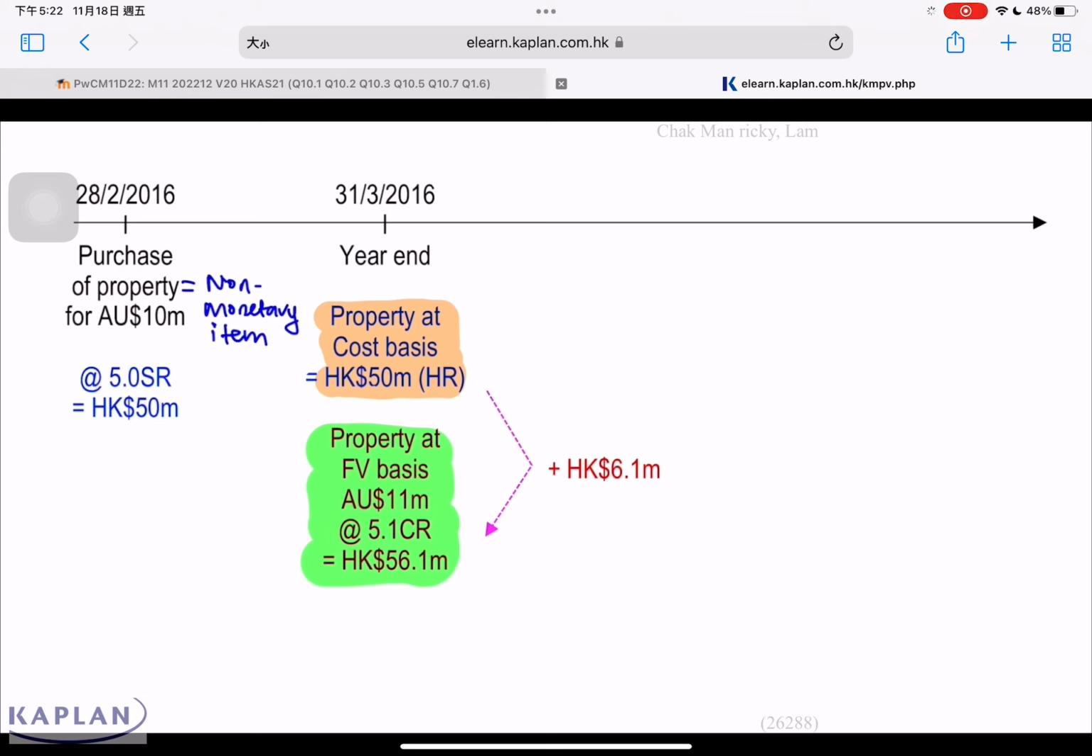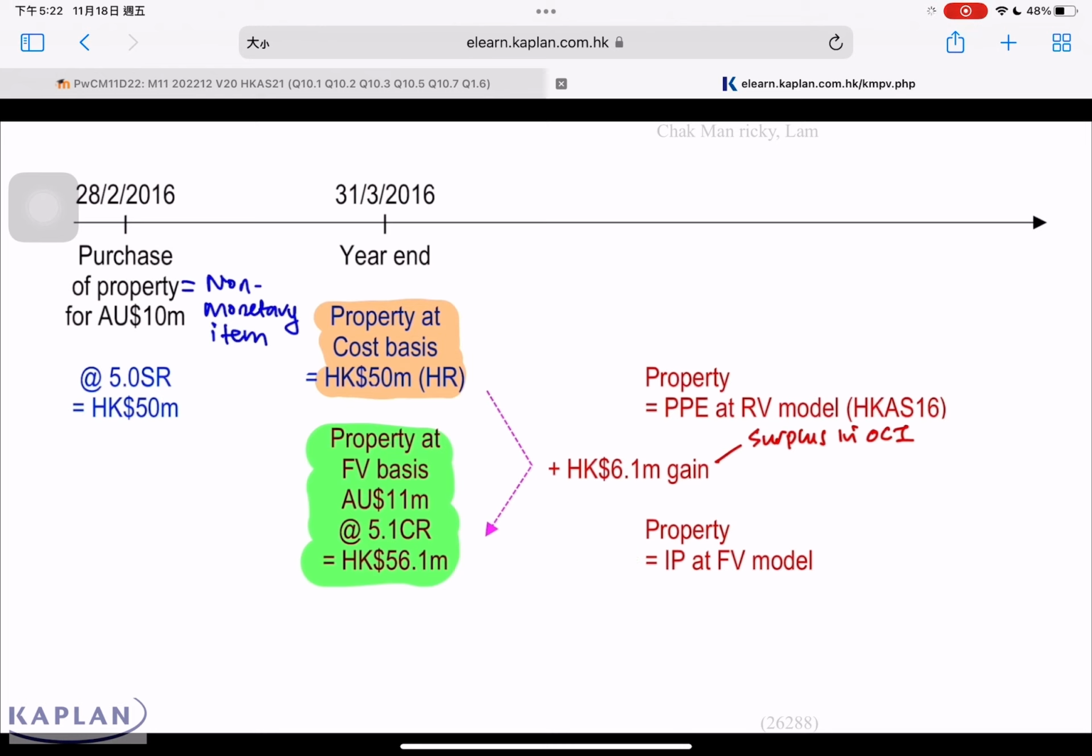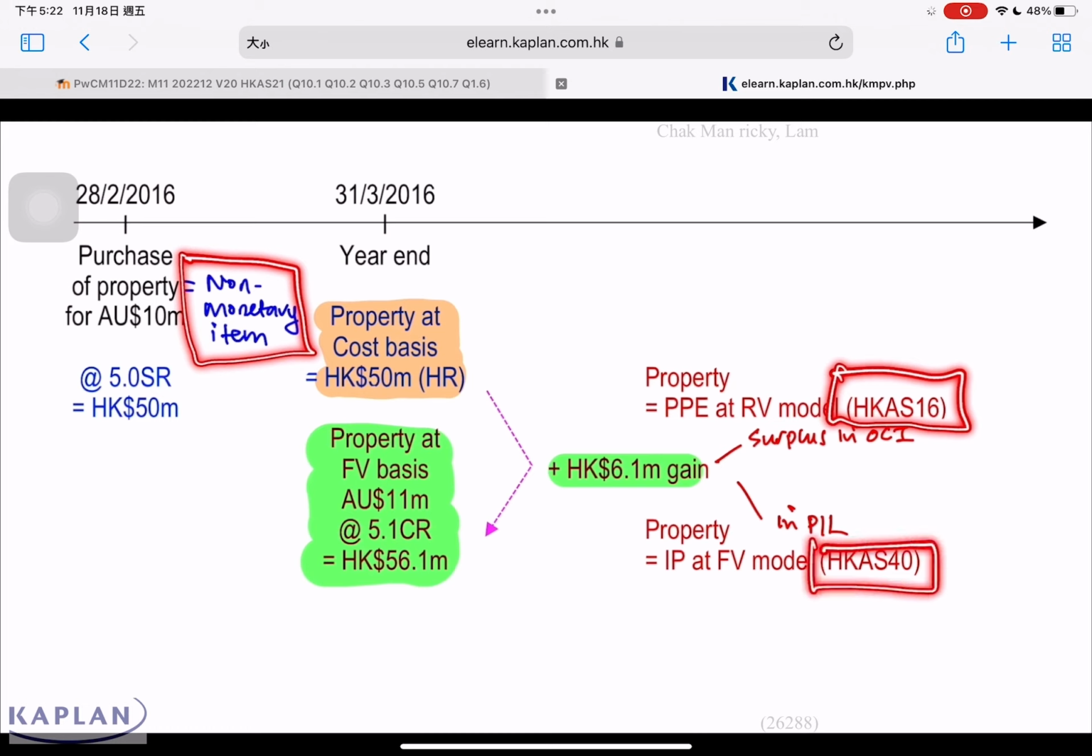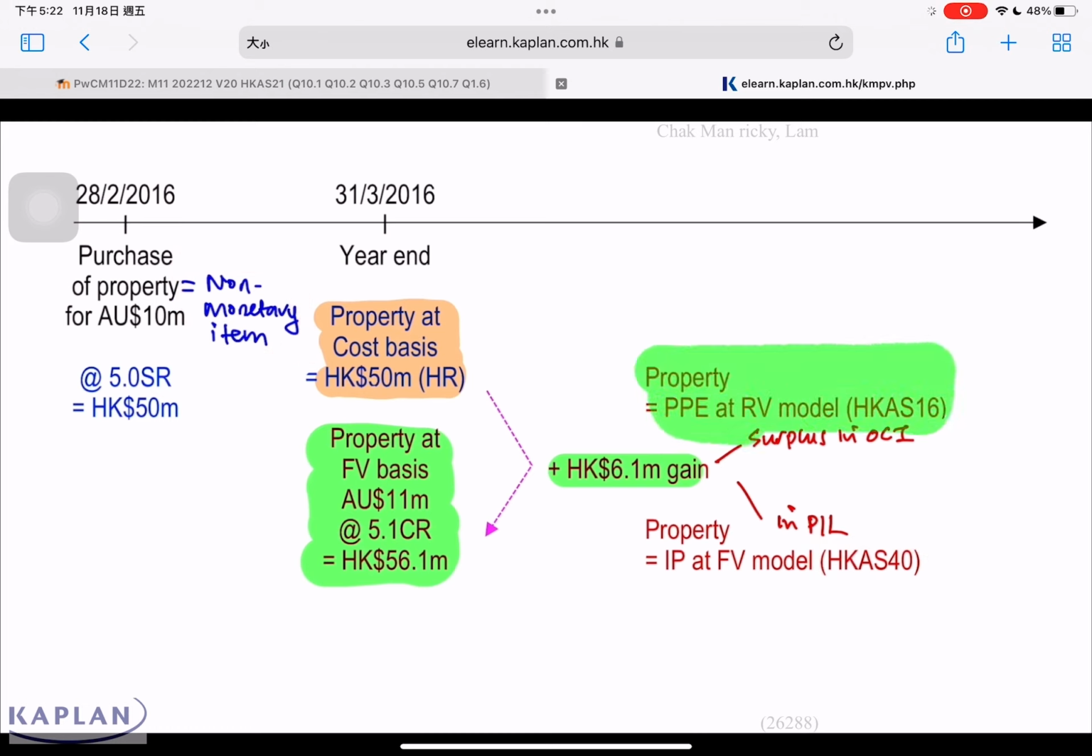Where do we recognize this 6.1 gain? It very much depends on what this property is. If this property is a PPE at revaluation model, then this gain will be recognized in OCI in accordance with HKAS 16. If this property is an IP at fair value model, then this gain will be recognized in P&L in accordance with HKAS 40. This change in the fair value, including the forex exchange differences, in accordance with AS 21, if it's a non-monetary item, we apply the relevant standards. If this property is a PPE at revaluation model, we treat this as a revaluation surplus. The surplus will go to OCI. If this property is an IP at fair value model, changes in fair value will go to P&L.